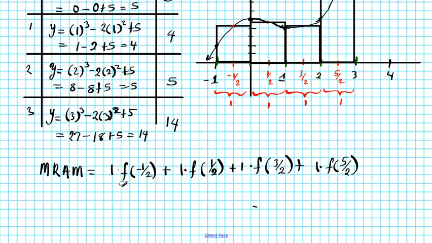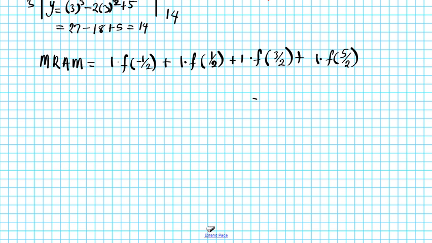So if I find all the output values of these functions, I'll just add them together, and that will give me my area. So let's go ahead and compute what these values are. Remember, the assumption here is we do not have a calculator.